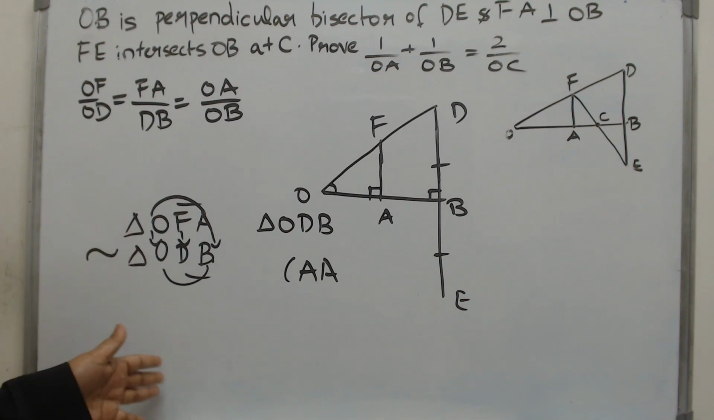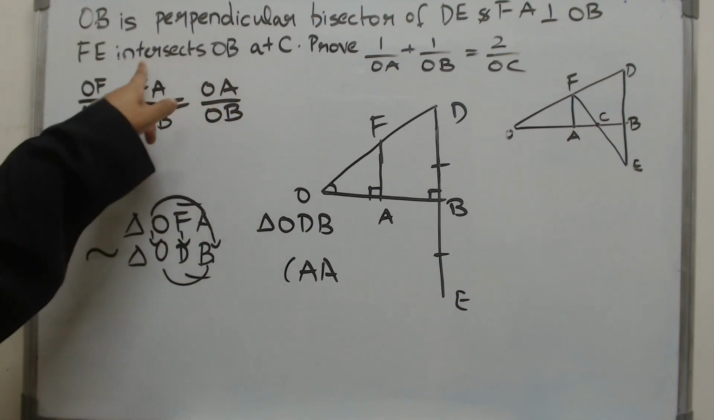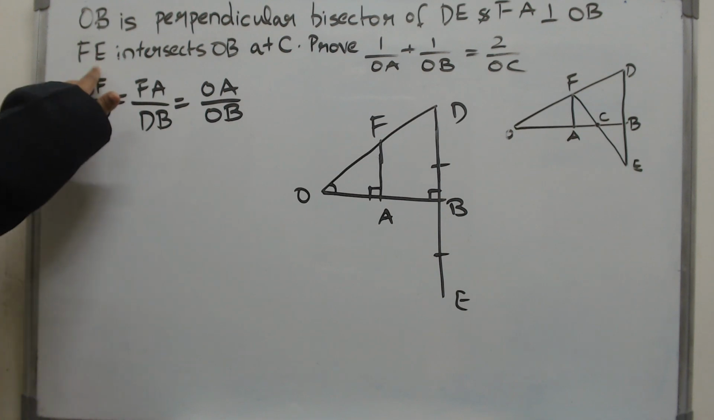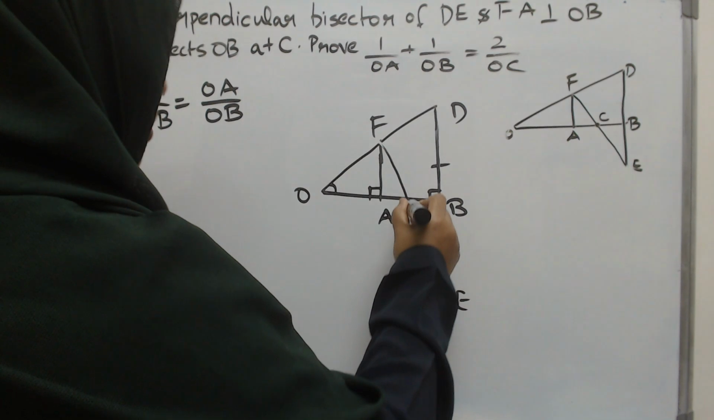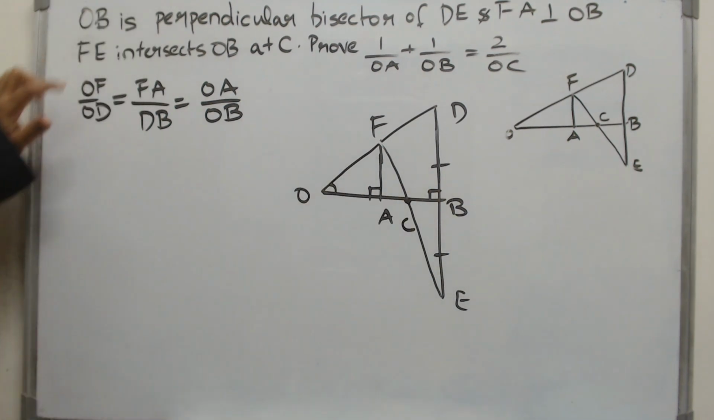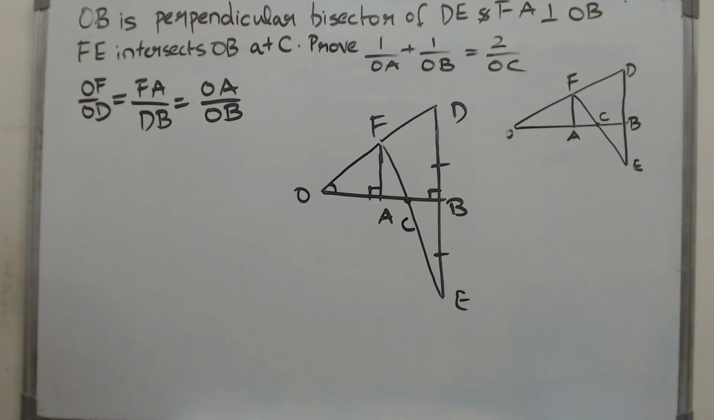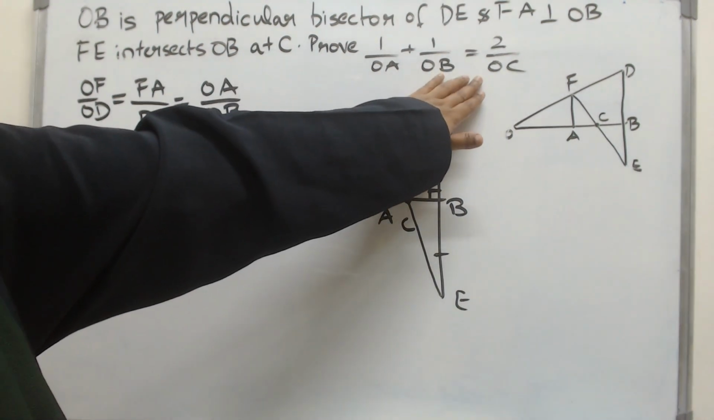Shall we continue with the construction? There is still one more construction left. Then what do you have to do? Join FE. Then what do you see? It meets AB at the point C. Now, how do you include OC?